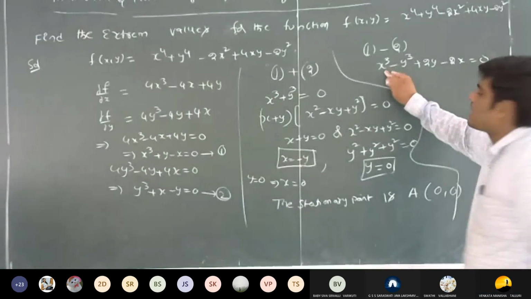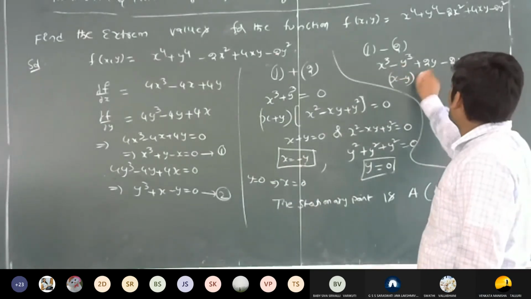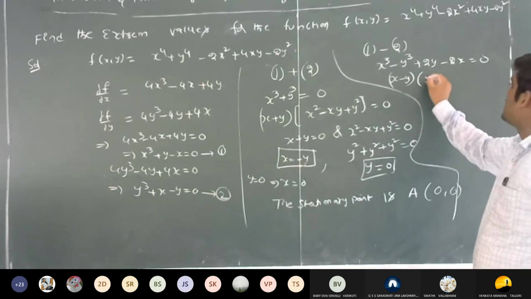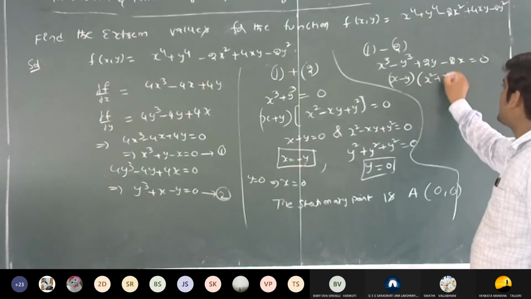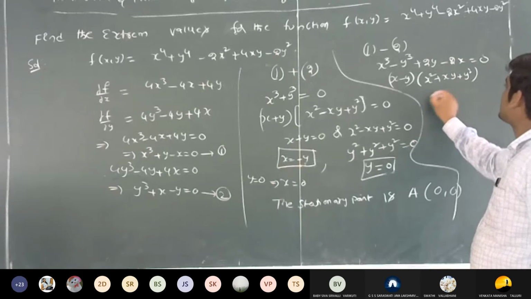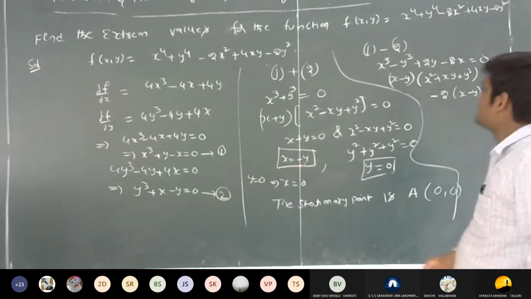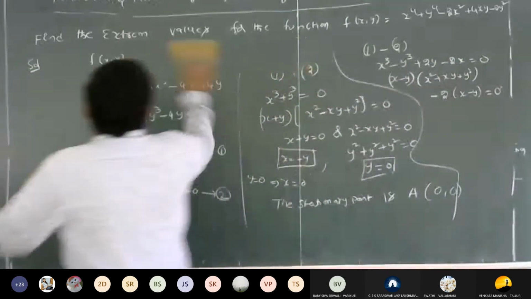Right. And also we know the formula for a cube minus b cube: a minus b into a square plus ab plus b square. Here I am taking minus as common, so it is 2 into x minus y is equal to 0. So simplify that one.